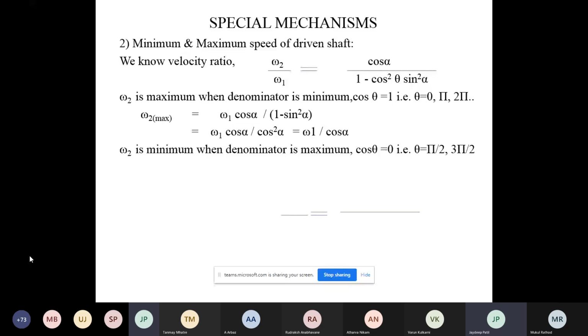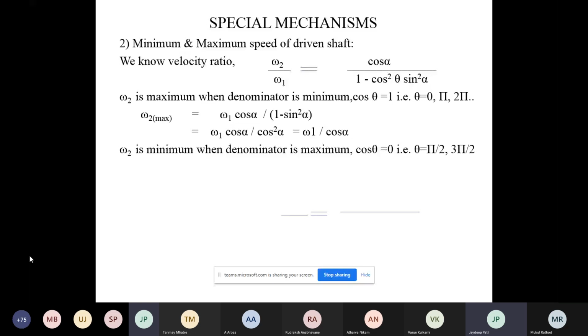By using this angle, you have to draw the polar diagram. Okay, polar diagram draw करना है. Maximum speed of driven shaft, you will get the turning angle of driving shaft is your 0 degree, 180, 360 like this. और minimum speed कहाँ पे मिलेगा? Angle of turn of driving shaft is your 90 degree, 270 degree like this.